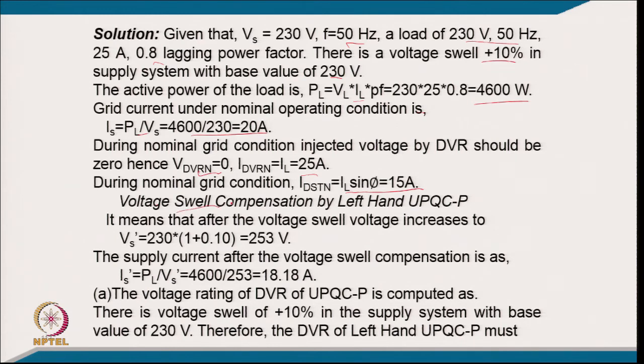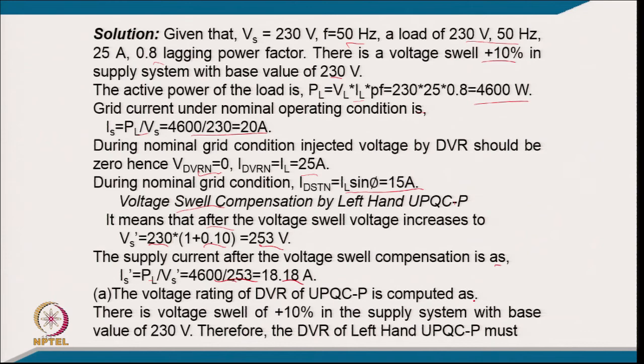So, now coming to the voltage swell condition by left hand UPQC, it means that after the voltage swell the voltage increases. So, it is 230 into 1.101, so it becomes 253 volt, and the supply current after the voltage compensation is your power divided by Vs. So, the current becomes 18.18 because the voltage increases because of the voltage swell across the PCC.